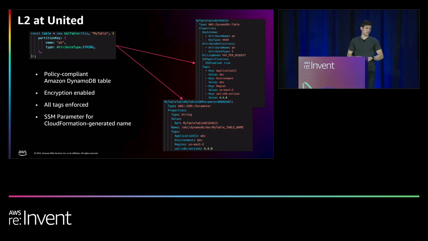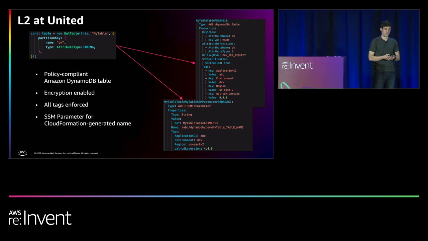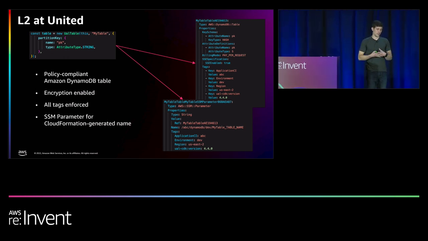So the next thing we did is we have some pretty simple level two constructs at United. We wanted to switch to using CloudFormation generated names. We're pretty heavy users of SSM. Here we've got a policy compliant DynamoDB table, all of our tags on it. Again, those tags are coming from the other thing I showed you before. And then we're getting this SSM parameter using our common format with the name.